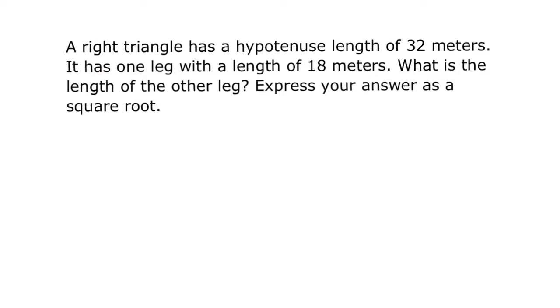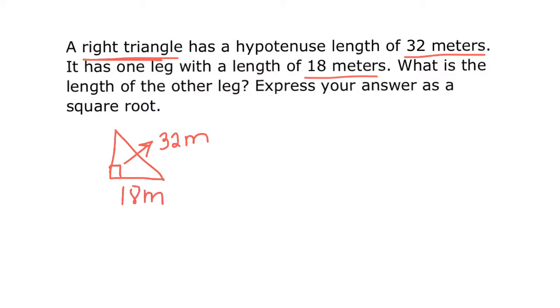Here's another example. This example is a word problem. I encourage you, if you have a word problem, to draw a picture. A right triangle. So I'm going to draw my triangle. Doesn't have to be perfect. It has a hypotenuse with a length of 32 meters. I know my hypotenuse is across from the right angle, so 32 meters. It has one leg with a length of 18 meters, so either leg. What is the length of the other leg? Express your answer as a square root. So that's different. Let's solve and then we'll talk about what that means.